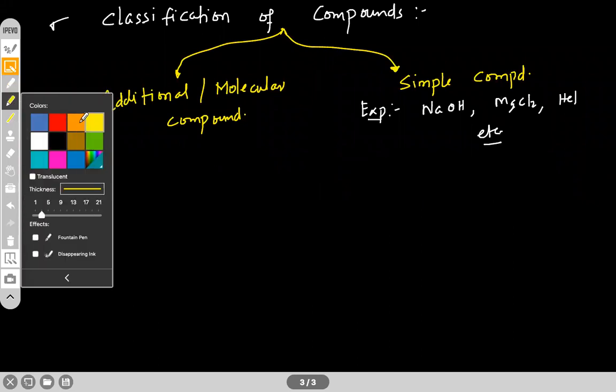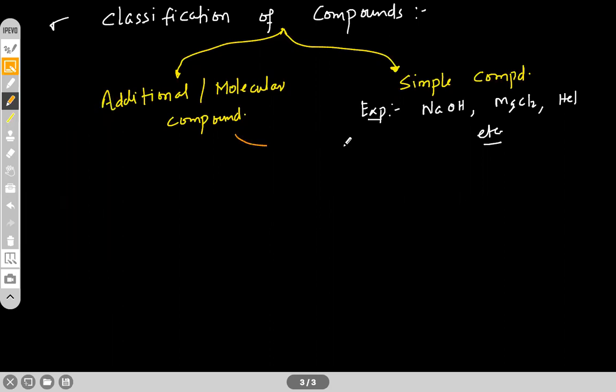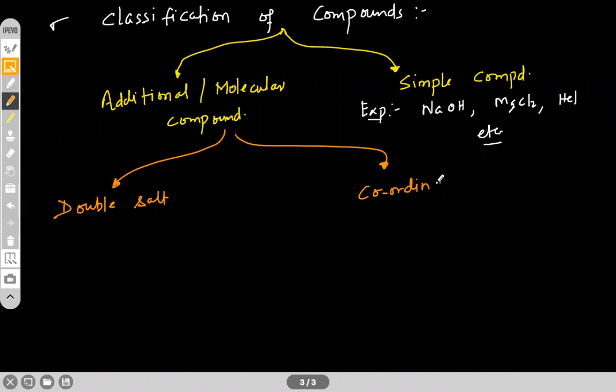Further, these addition or molecular compounds are again classified into two categories. The first one is double salt, and the second one is coordination compound. So this is our topic today, coordination compound. It comes under addition or molecular compounds. One by one, we'll see the definition of addition compound, then double salt, and then coordination compound.